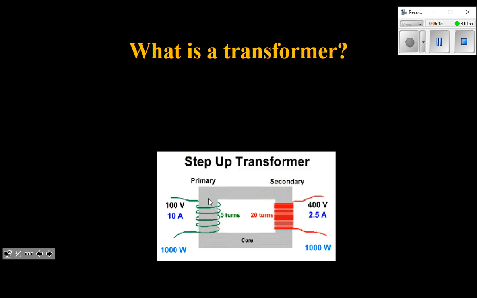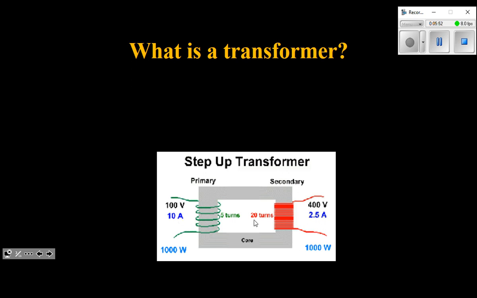Now look how you accomplish that. In the primary, you have 5 turns. I'm going to continuously call those wraps in today's lesson, turns and wraps. It's the same thing. So 5 turns, 5 wraps. It goes up to 20 in the secondary. So to change 5 into 20, we would multiply it by 4. Look what happened to the voltage. When we look at the voltage, it went from 100 to 400. Again, it increased by a factor of 4. We multiplied 100 by 4. But look what happened to the current.